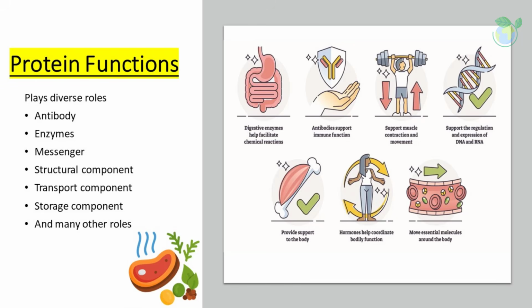Proteins can be described according to their large range of functions in the body. Examples of roles proteins play include antibodies, enzymes, messengers, structural components, or transport and storage. For instance, messenger proteins, such as some types of hormones, transmit signals to coordinate biological processes between different cells, tissues, and organs.